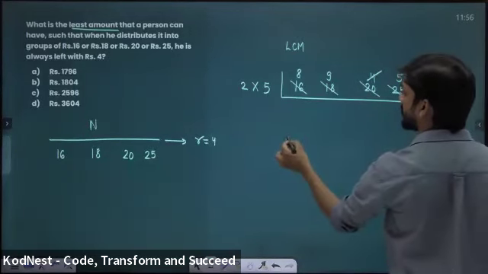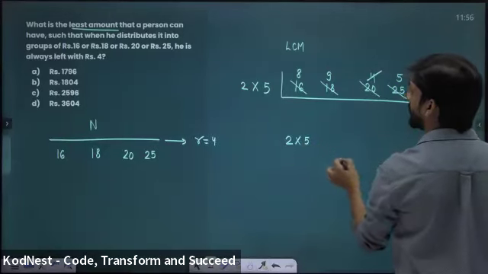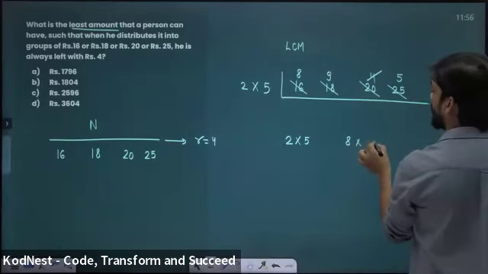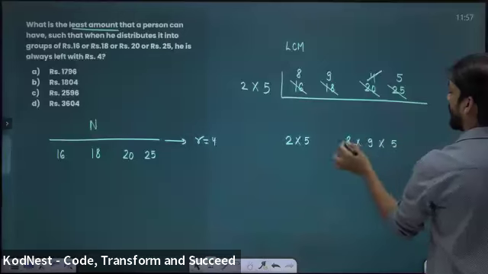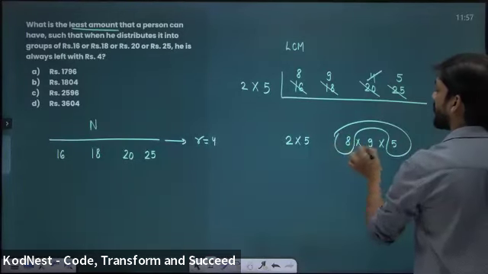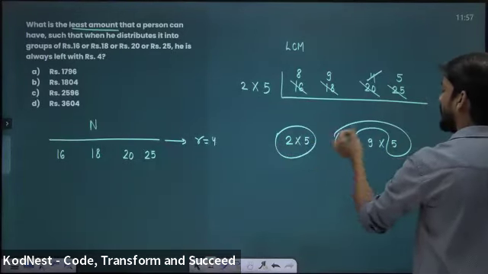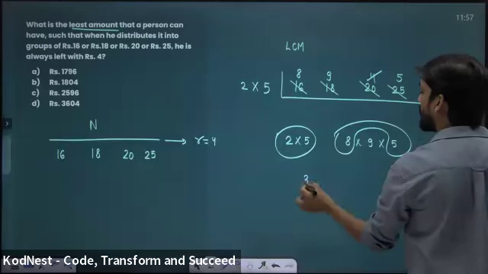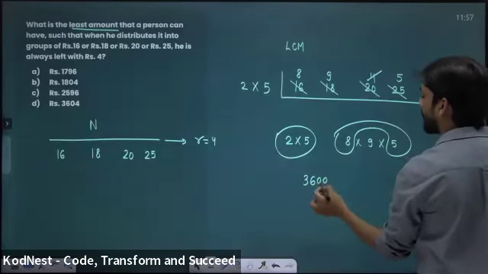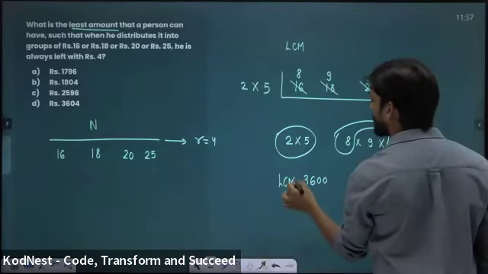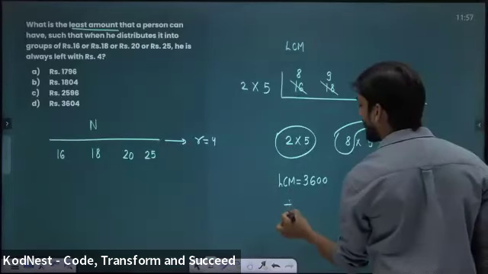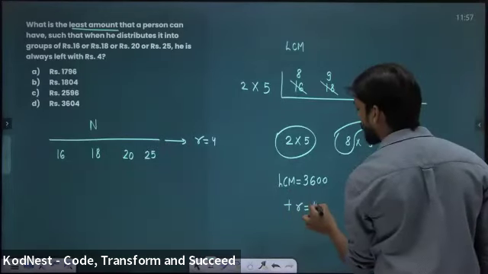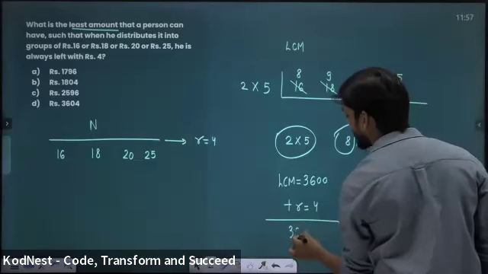Let me write first. 2 into 5, 8 into 9 into 5. Okay. This will give you 40. This will give you 10. So 400 and 400 into 9 will be 3600. So LCM is 3600 plus the remainder, which is 4, will give you the answer as 3604.